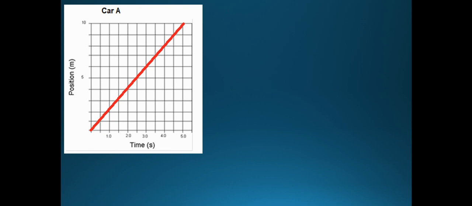So let's look at car A in a little bit more detail here. All right, now car A had a nice straight slope. It started at 0. It was a pretty basic motion, and we found out that it was in fact constant.